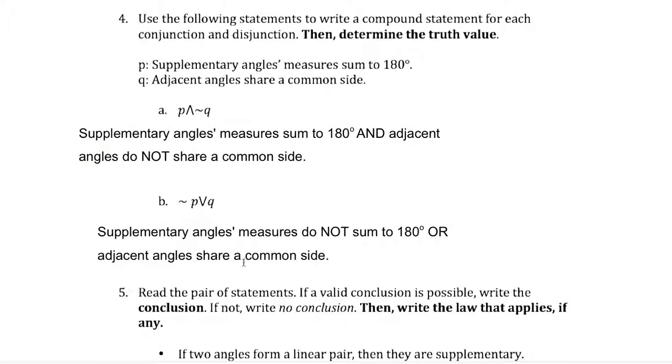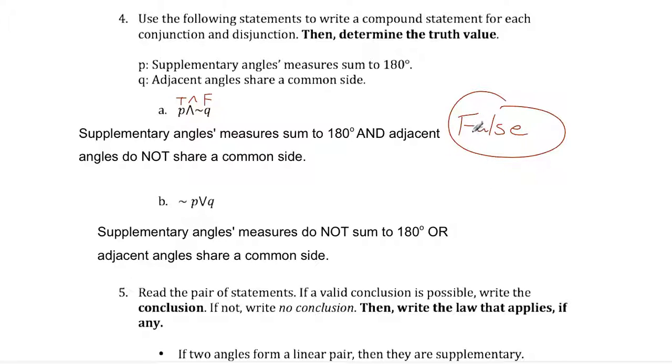So for the truth values, so here, supplementary angles measures sum to 180 degrees. Well, that's true, so I can make a little note, that's true. Then we have an and. Adjacent angles do not share a common side. Well, that's false. So if we have something that's true and false, the truth value is going to be false.